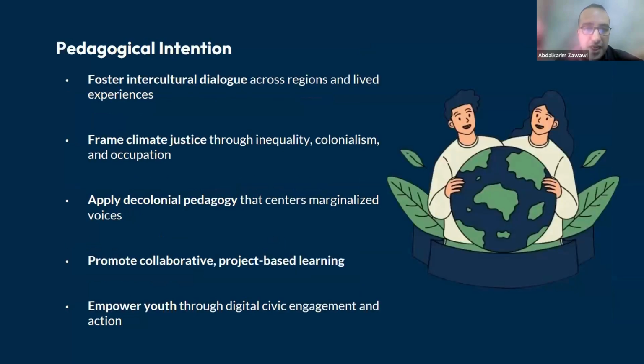Now, our pedagogical approach was intentional. We wanted to foster international, intercultural dialogue across regions and lived experiences, and we wanted to frame climate justice through inequality, colonialism, and occupation, given that our students live under occupation in the West Bank. And we wanted to apply decolonial pedagogy that centers marginalized voices and promote collaborative project-based learning and empower youth through digital civic engagement and action.